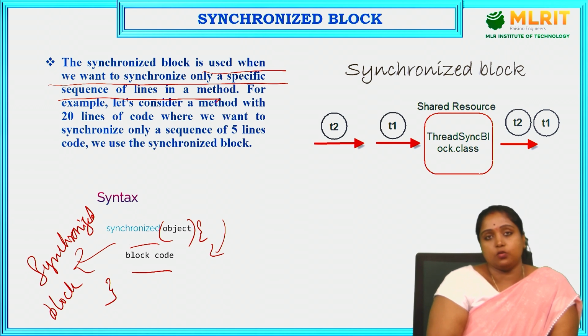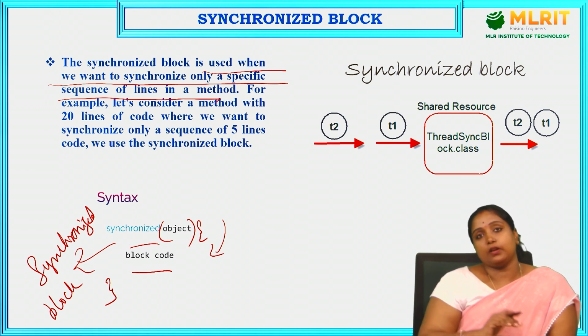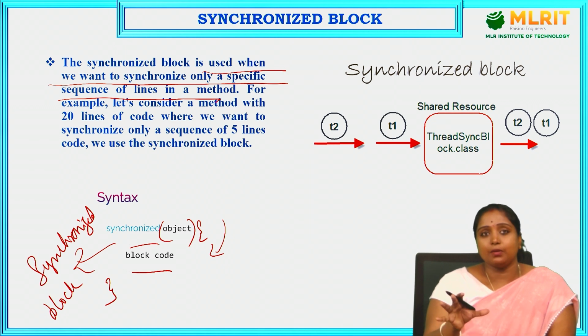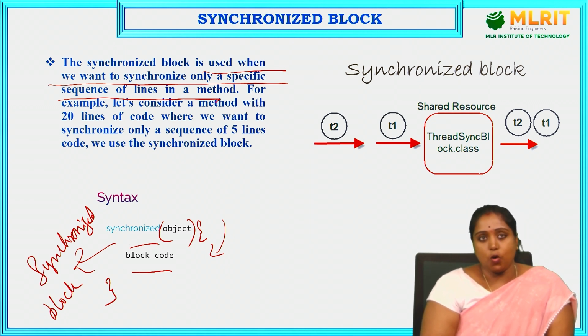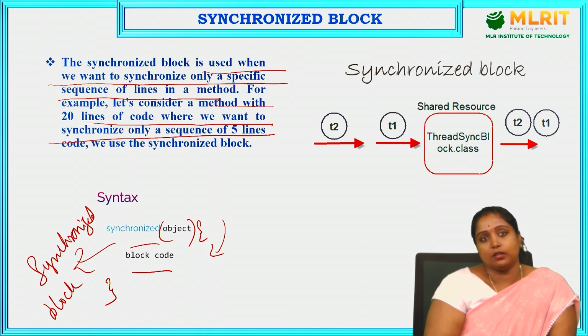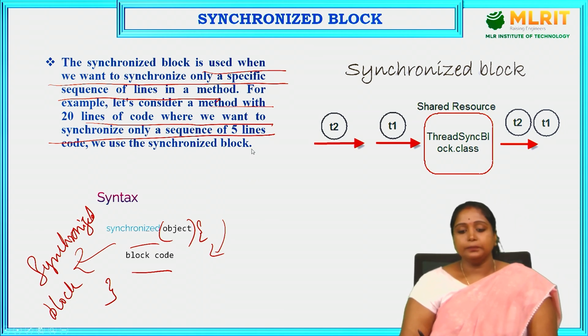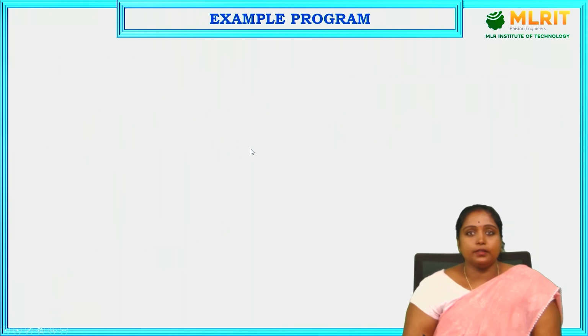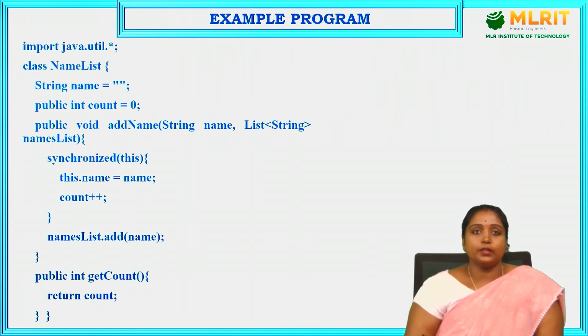I just don't want to synchronize the complete method. If I want to synchronize only some specific lines of code, then I can use a synchronized block. For example, let us consider a method with 20 lines of code where we want to synchronize only a sequence of 5 lines. Then I can use a synchronized block. So here is the syntax, and let us go with an example program.